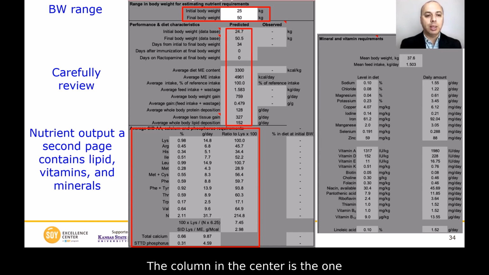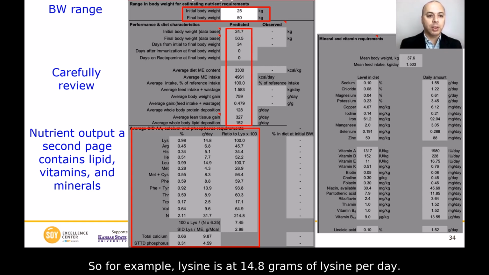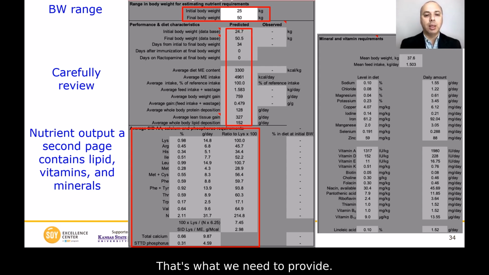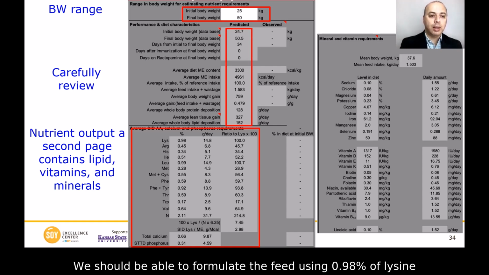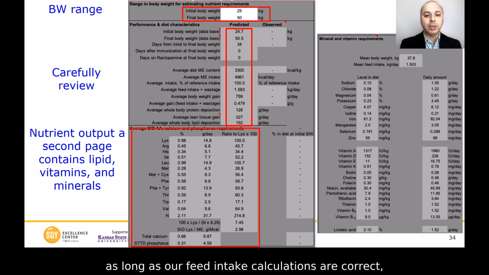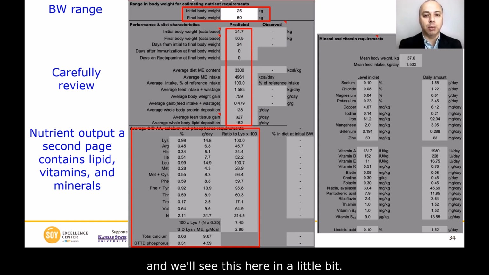The column in the center is the one that we need to look at first, and that is the true requirement, the requirement in grams per day. So for example, lysine is at 14.8 grams of lysine per day. That's what we need to provide. We should be able to formulate the feed using 0.98% of lysine as long as our feed intake calculations are correct, and we'll see this here in a little bit.